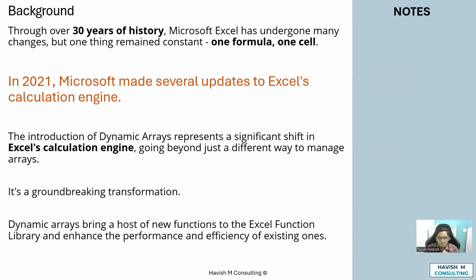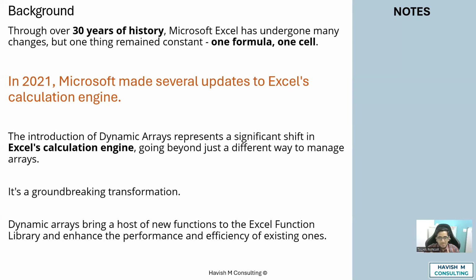When I say Excel changed its calculation engine, it means that in Excel for the past 30 years, since its inception, the default was you write one formula and you get the output in one cell. When in 2021 Microsoft made changes to Excel's calculation engine, it introduced something called dynamic arrays. Now, if any one of you comes from a programming background, you understand what an array is, right? It's a list of any data type stored in list format. So now in Excel, the traditional one formula, one cell got updated to one formula, multiple cells, which we refer to as dynamic arrays.